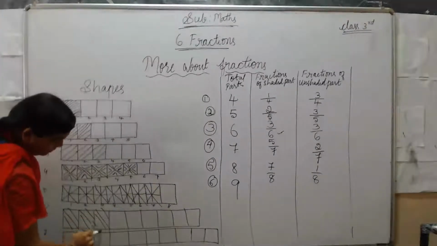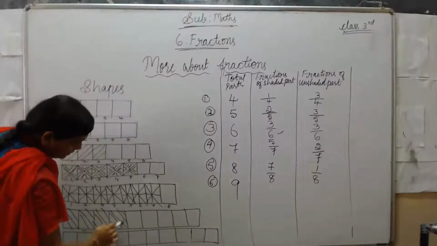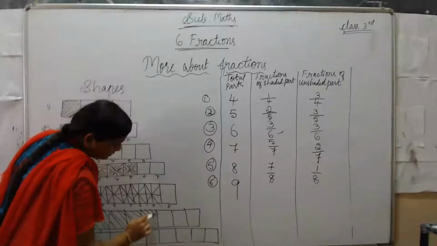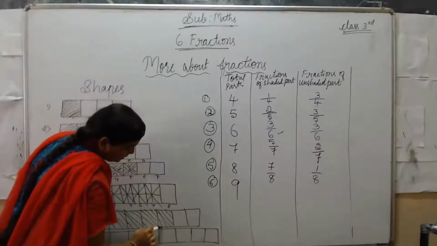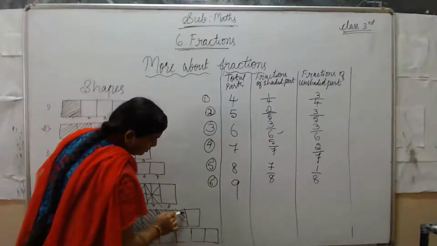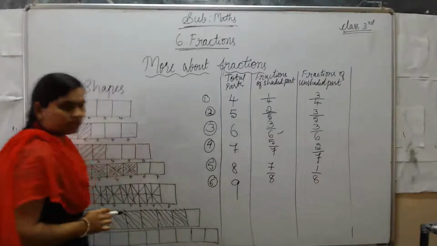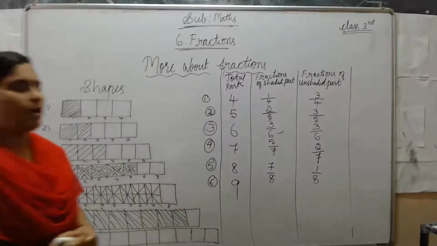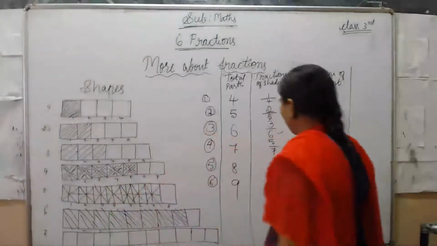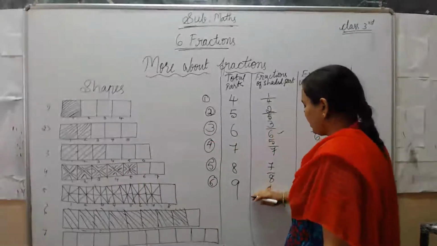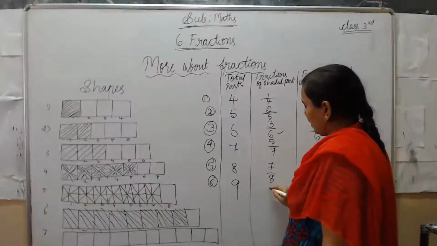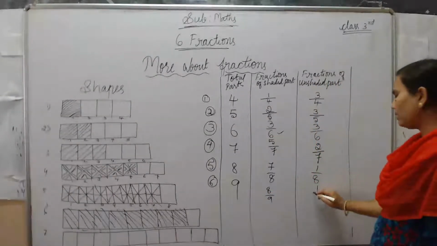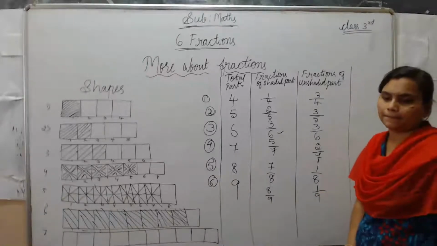2, 3, 4, 5, 6, 7 and 8. Among 9, I am shading 8 parts. How can we write? 8 by 9 is the shaded fraction. 8 by 9. Unshaded fraction is 1 by 9.